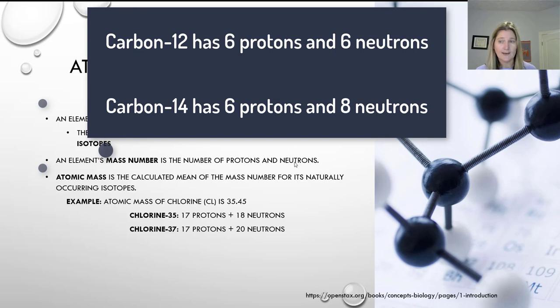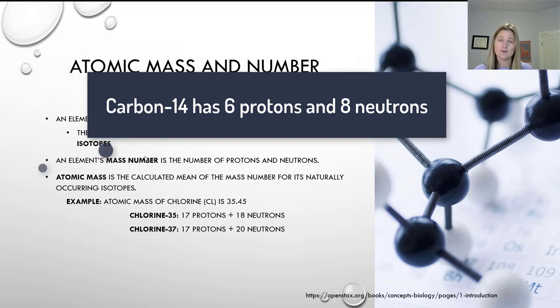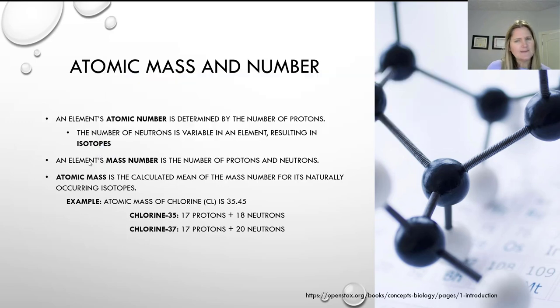And since it has 8 neutrons, then the mass number is going to be greater. It's going to be 14. Okay, so 6 plus 8 equals 14. So you can see that the element's mass number can vary based on the number of neutrons that are present inside that particular atom that we're talking about.